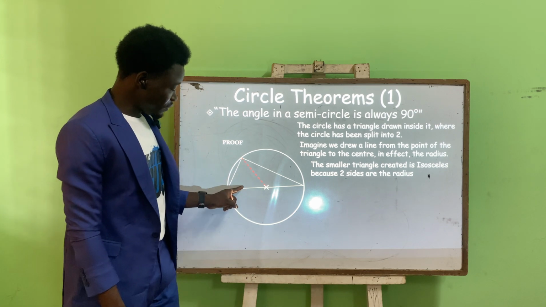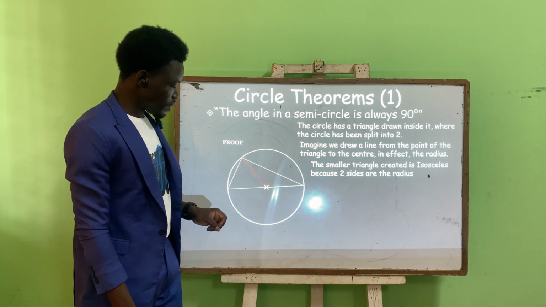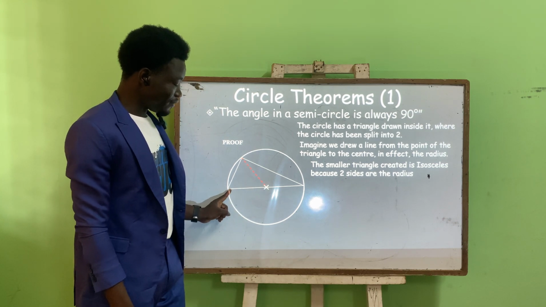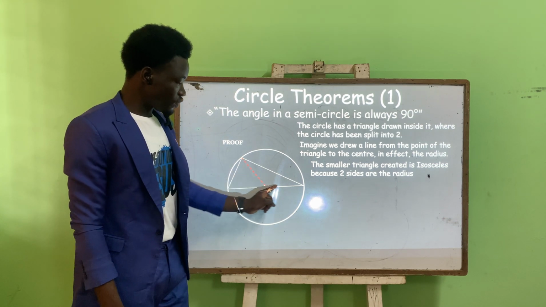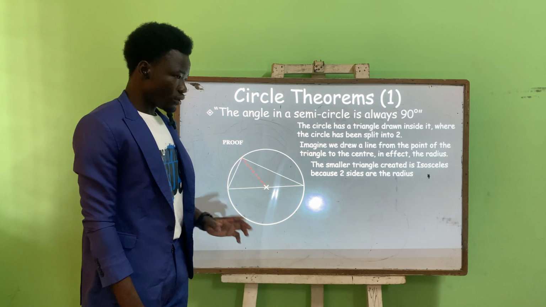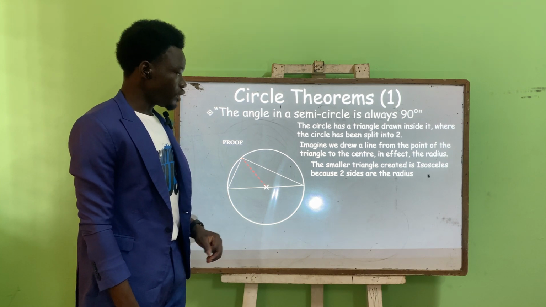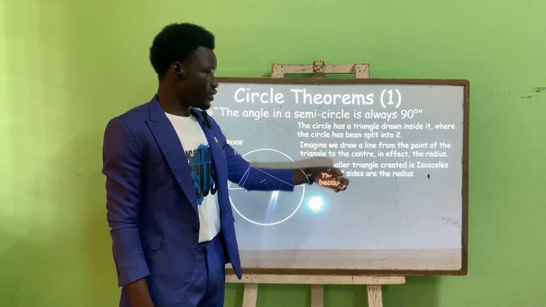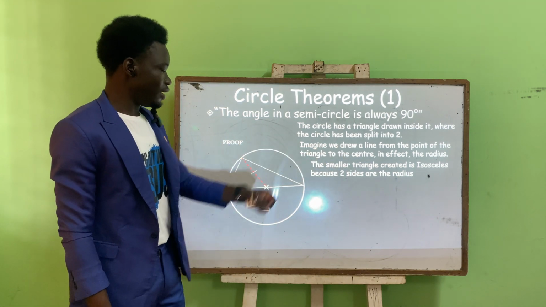Look at it very carefully. This line here and this line are the same length. This line and this line are also the same length, because from here to here it's a radius, and this is what? A radius. Let's keep going. The smaller triangles create isosceles triangles because two sides are the same radius.